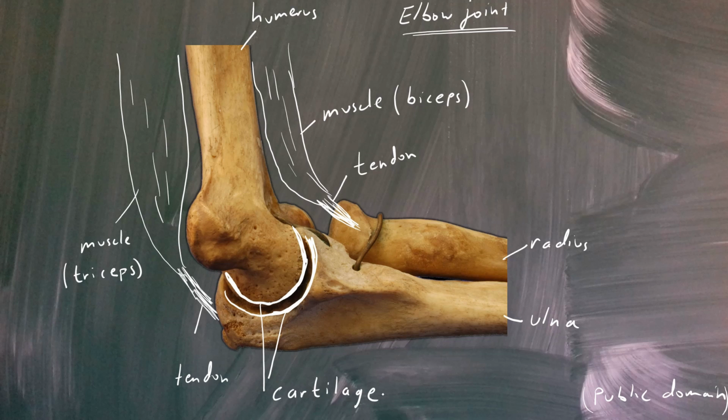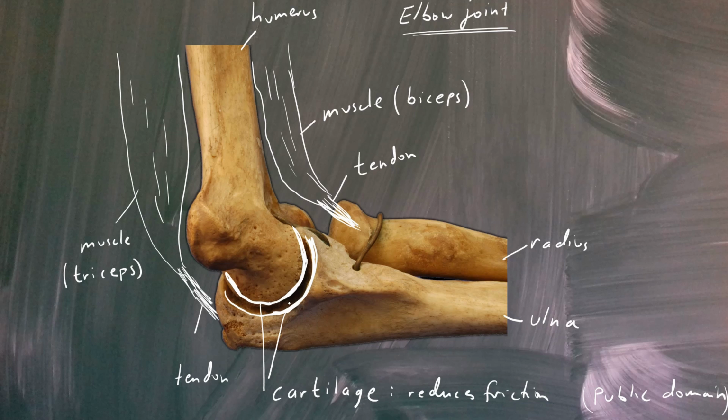Cartilage makes sure that it reduces the friction. It's very smooth and tough, and the point is it reduces friction. Without the cartilage, the bones would actually rub against each other. That's something you don't want. This can be quite painful.